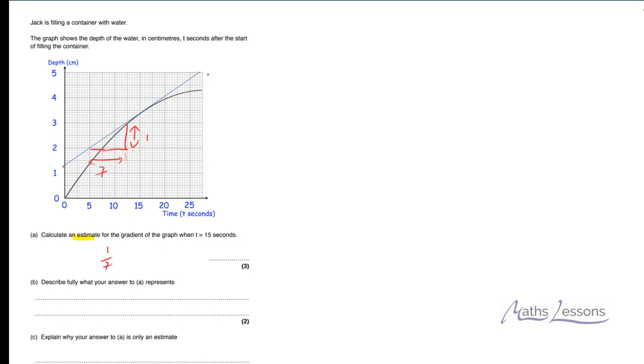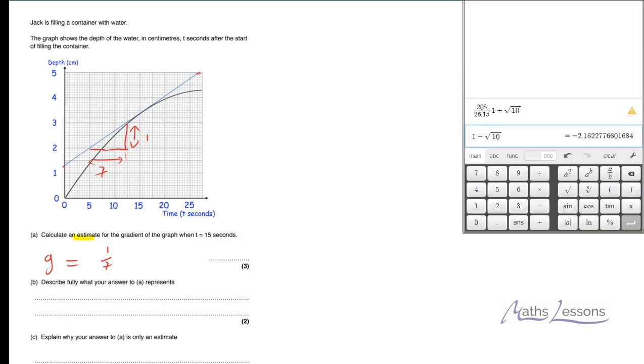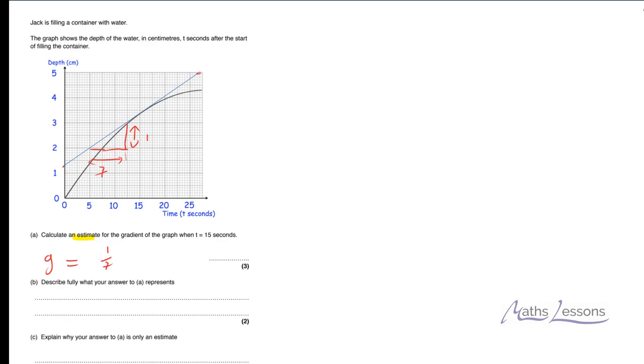And what you could do is take from this point to this point if you wanted something a bit more accurate. It doesn't really matter. We get the gradient equal to 1/7. If you don't know what 1/7 is, we do 1 divided by 7, and you get 0.14. I wouldn't go for anything more than 2 decimal places. 0.14 be my answer here.